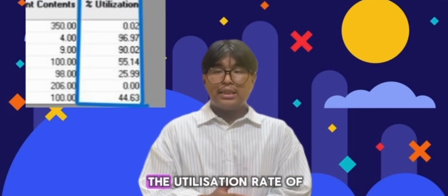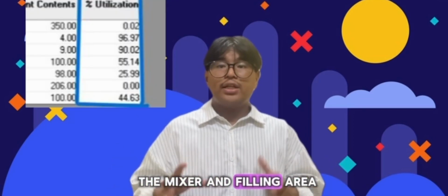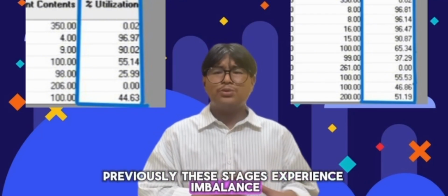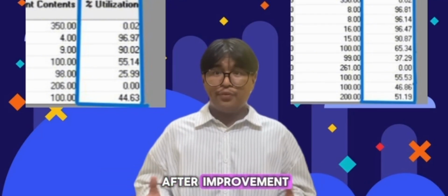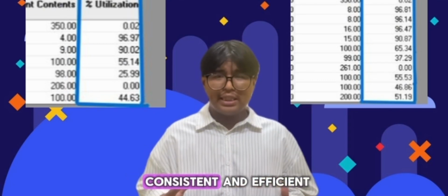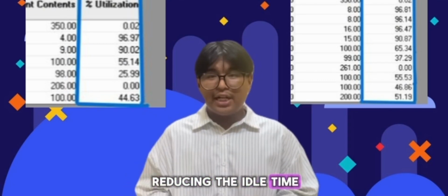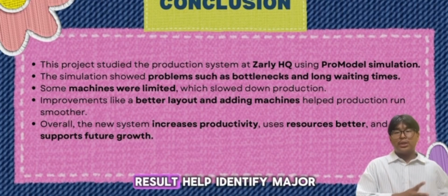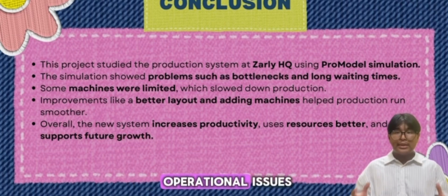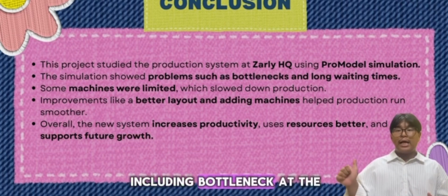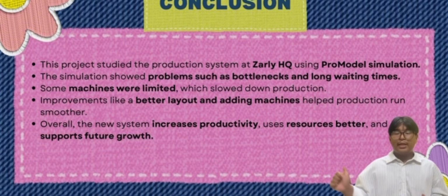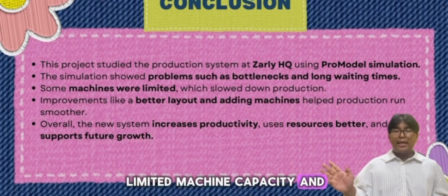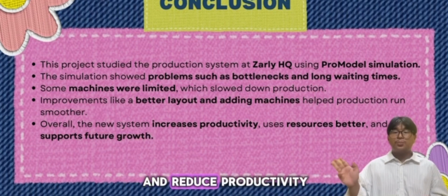In addition, the utilization rate of the mixer and filling area increased drastically. Previously, these stages experienced imbalanced workload and waiting time. After improvement, machine usage became more consistent and efficient, reducing idle time while preventing congestion. In conclusion, the simulation results have identified major operational issues, including bottleneck at the mixer and filling area, inefficient layout arrangement, limited machine capacity, and high waiting time and reduced productivity.